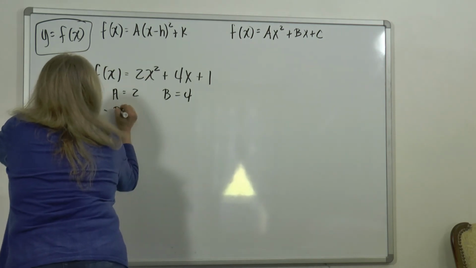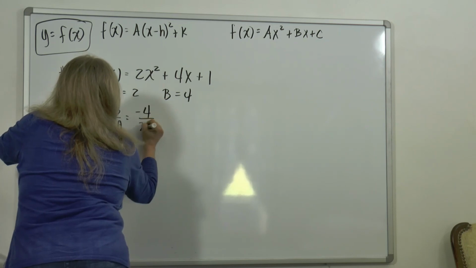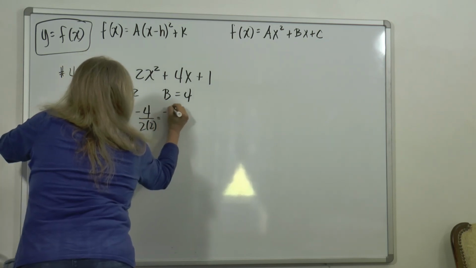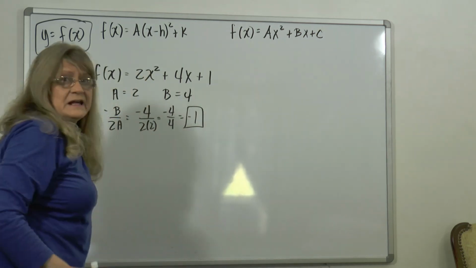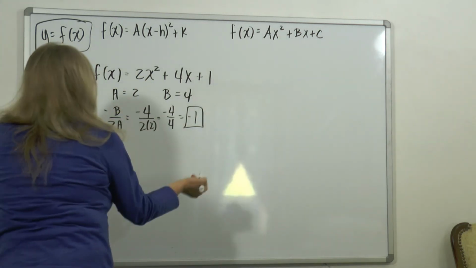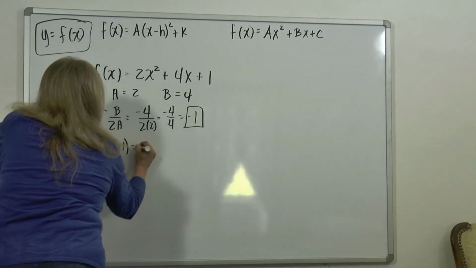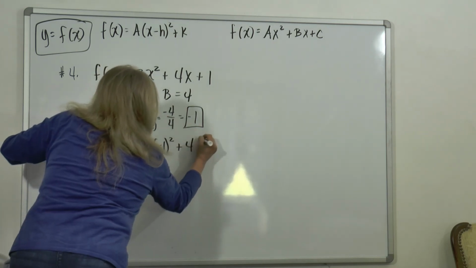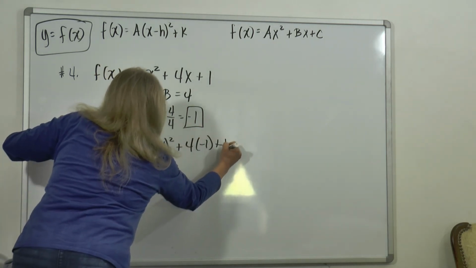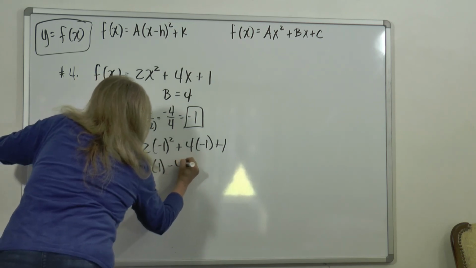So -b over 2a is -4 over 2 times 2. So it's -4 over 4 is -1. That's the x part of our vertex. To get the y part, stick it in the function. So f of -1, remember those parentheses. I know I sound like a broken record, but I've seen lots of test papers.